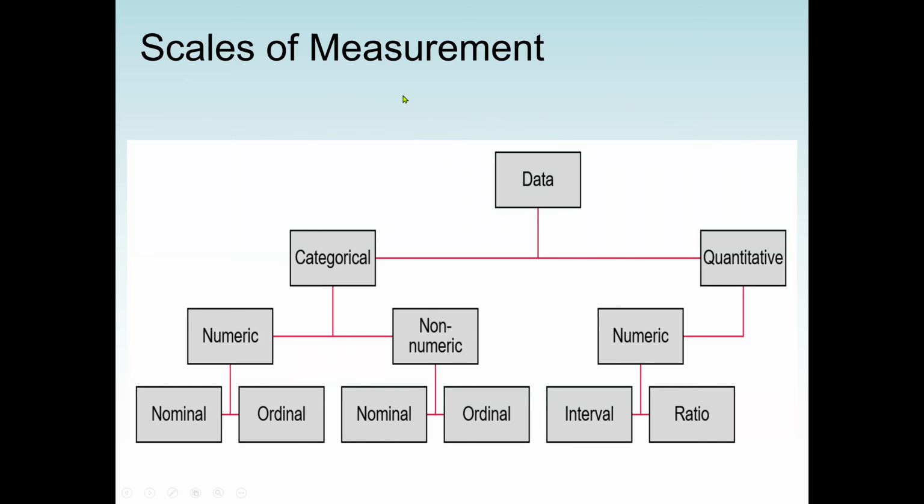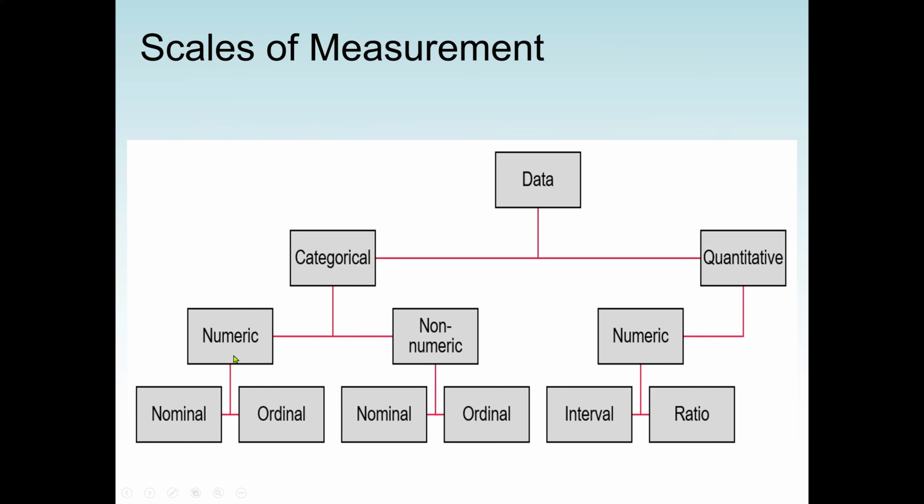So these are all the scales of measurement. We start with the data. We have two types of data, the categorical or qualitative, and the quantitative. Within the categorical, we also have numeric and non-numeric. Numeric can be like zip code. Again, we cannot perform arithmetic operations on zip code or social security number. It's numeric categorical data.